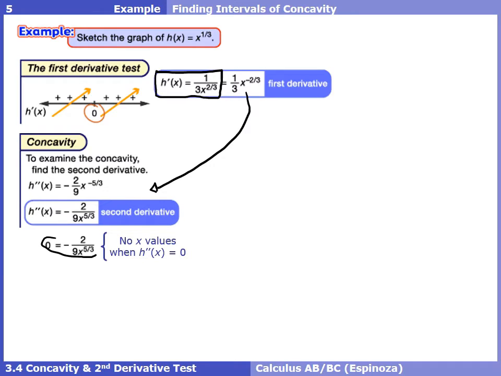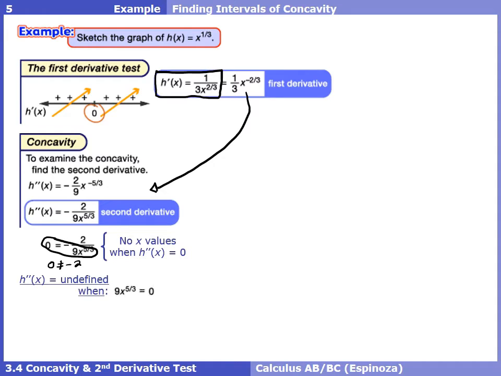Again, if you want to look at it in a little bit different way, if you were to take the bottom and multiply it to the other side, we'd be essentially saying that 0 is equal to negative 2, which we know is not true. So you can look at it either way, but ultimately there are no x values for when the second derivative is 0. But you can't forget, just like with the first derivative, we also need to check when the second derivative is undefined.